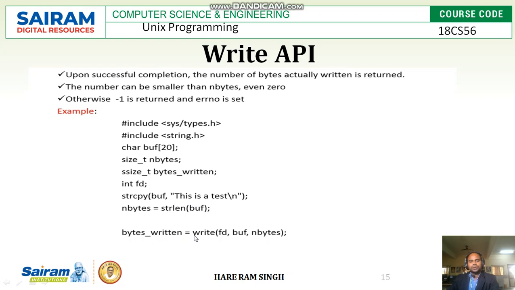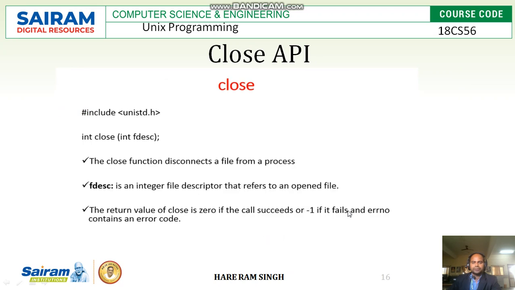Now bytes_written equal to write(fd, buff, nbytes). Fd is what? It is representing the file in which the data need to be written. Fd and buffer. Buffer holds the data and nbytes, how many bytes need to be written? It will be written nbytes. So how much byte data is written, that will be returned, and it will be assigned to bytes_written.